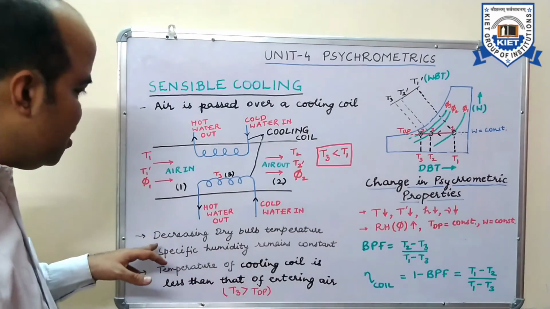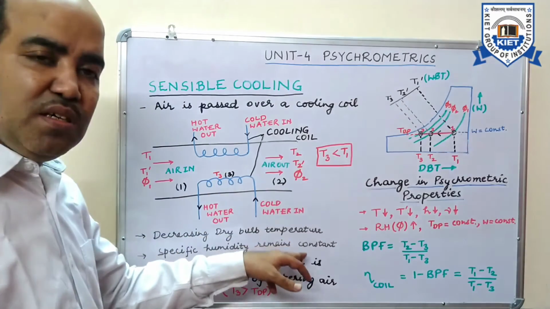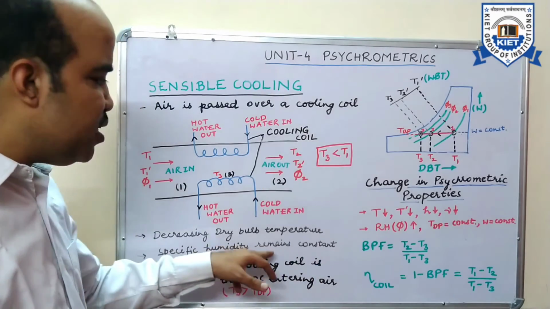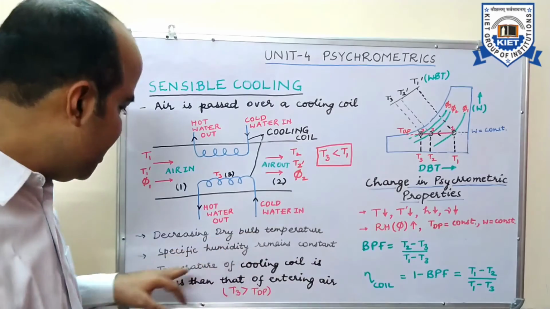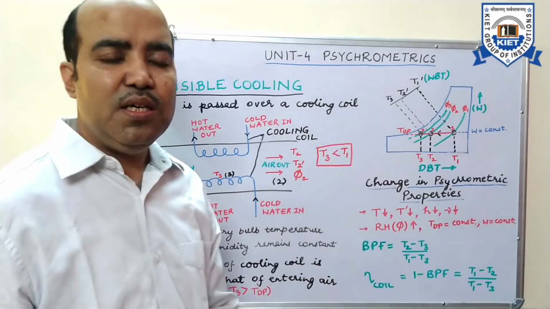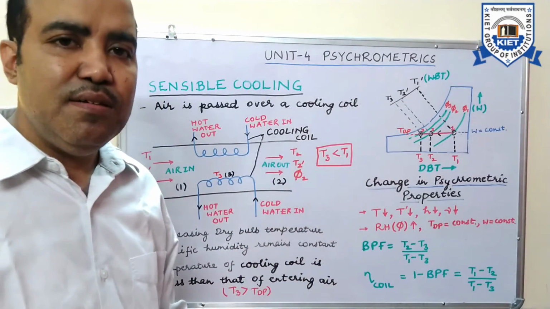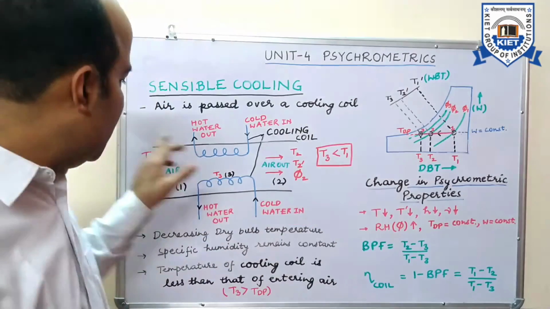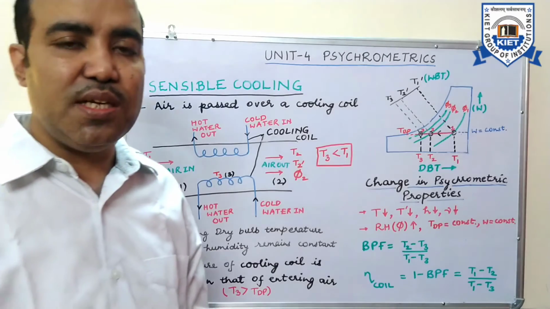As you can see over here, the dry bulb temperature of the air decreases. Second, the specific humidity remains constant, right? And the temperature of the cooling coil should be greater than the dew point of the moisture which is entering from this side.